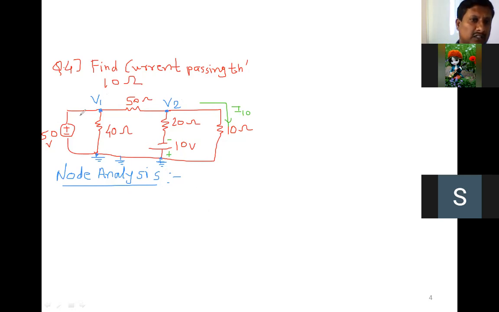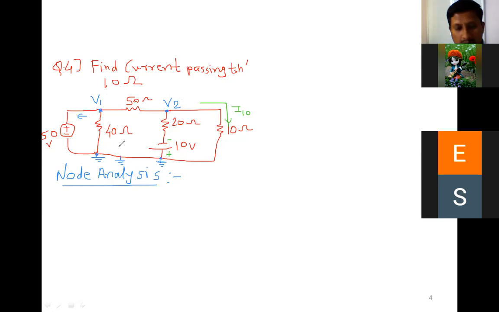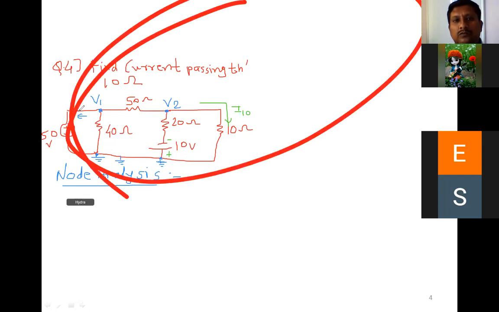So whether you can find out the current here in this branch, yes or no? No, because the resistor is not there. How can you find it out? V1 minus 50 divided by the resistor, but the resistance is 0. V1 minus 50 divided by 0 means it will be infinite. Anything divided by 0 means infinite. So you cannot find out the current here. But by observing, can you tell me what is the V1 value?